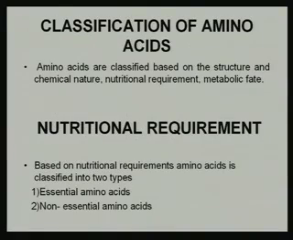Now if we go for the classification of amino acids, then amino acids are classified based on structure and chemical nature, that is, the nutritional requirement and the metabolic activities of any living cell. Now based on the nutritional requirement, these amino acids have been classified into 2 types. One is called the essential amino acid, another is the non-essential amino acid.